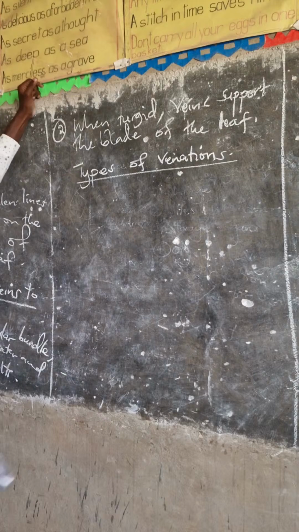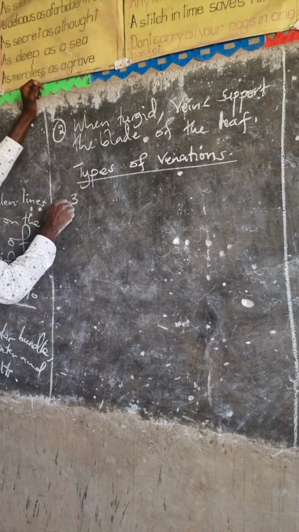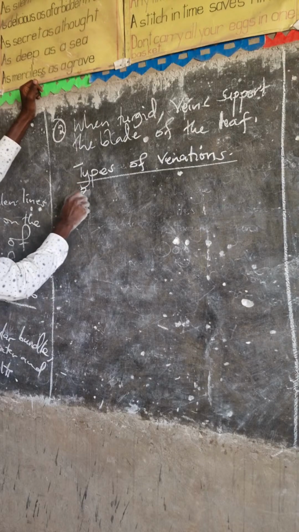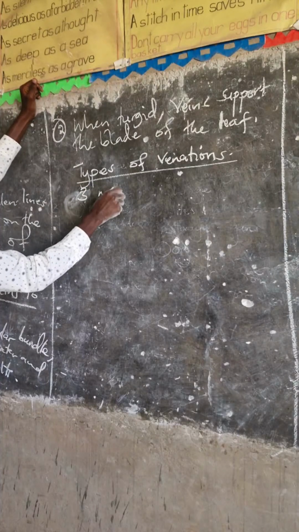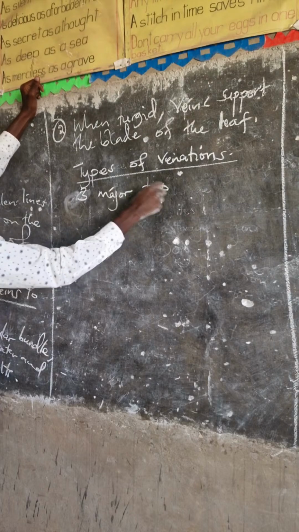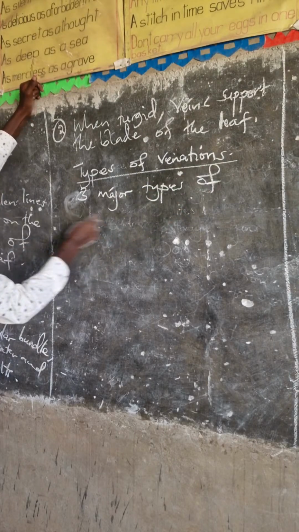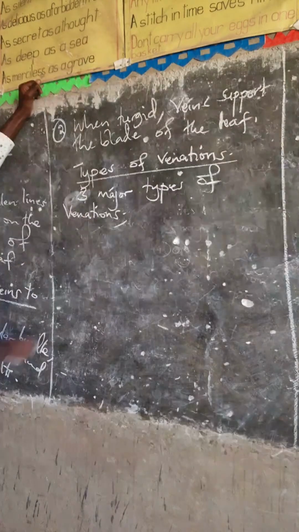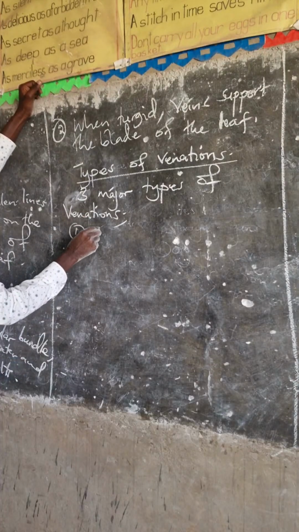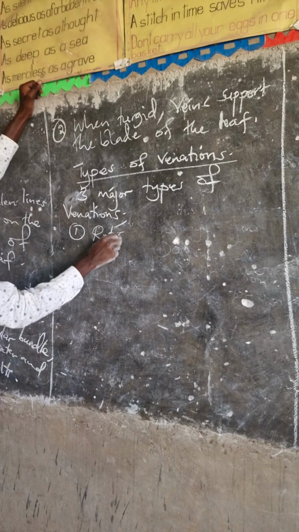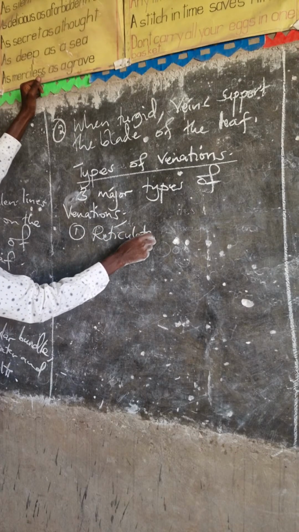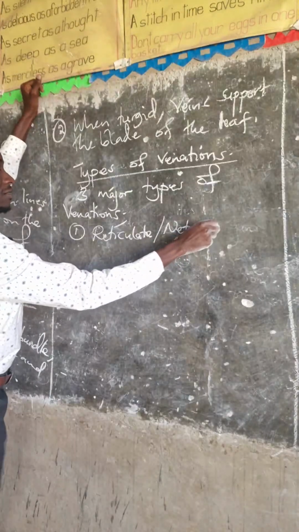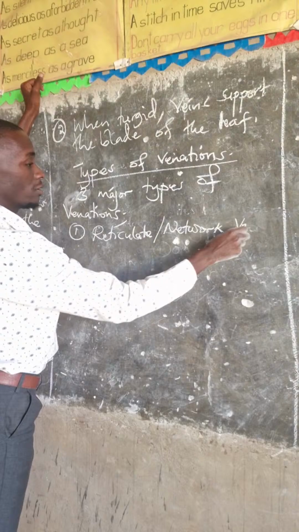So to continue, we have three major types of venation. We have mentioned them previously, and we said we have reticulate, which is commonly known as network venation.